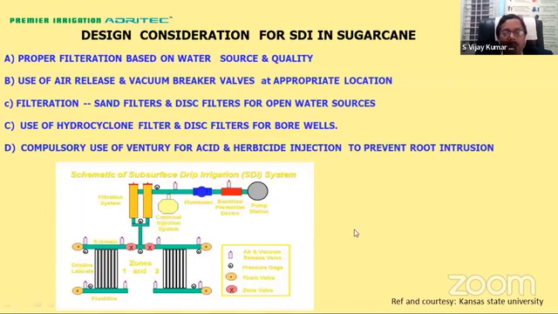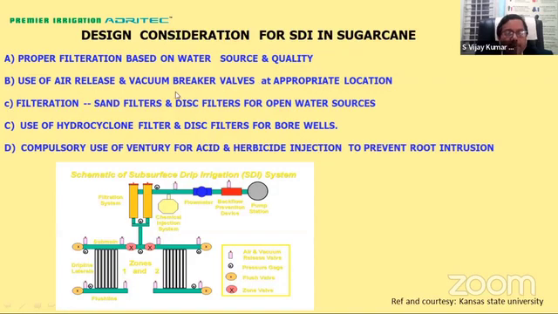Then when we look at the design considerations, again emphasizing that when we are doing subsurface drip irrigation, we need to have proper filtration based on the water quality and the water source. So that is very critical. I have covered this in my earlier sessions on what kind of filter to select.